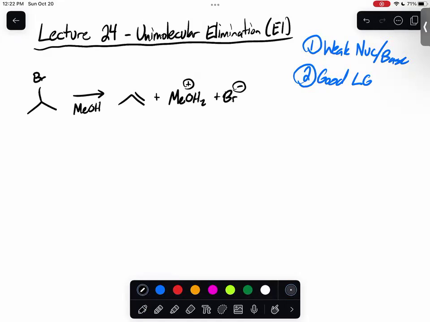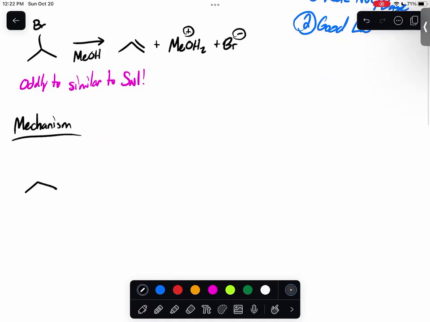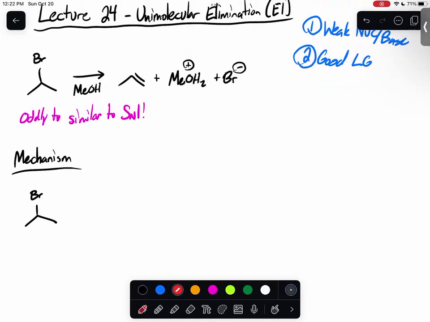Okay? And so this is oddly similar to SN1, right? And the reason is because it is incredibly similar to SN1. It's actually the exact same reaction conditions. Okay? But what differs between this and SN1 is if we take a look at the mechanism here, what we would see is in the case of E1, we're ending up forming an alkene, right? This forms an alkene. So the question is how?